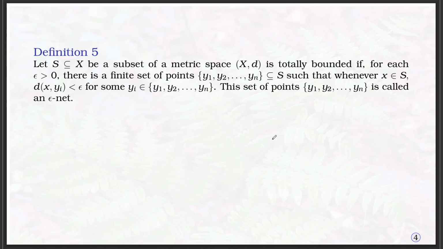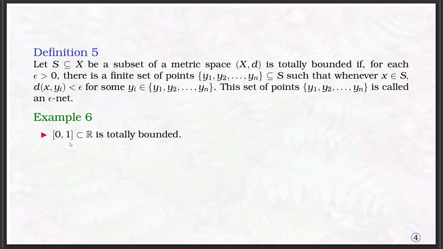The next definition: let S be a subset of the metric space (X, d). S is totally bounded if for each epsilon greater than 0, there is a finite set of points y1, y2, ..., yn in S such that whenever x belongs to S, the distance between x and yi is less than epsilon for some yi in this finite set of points. This finite set of points is called an epsilon net.